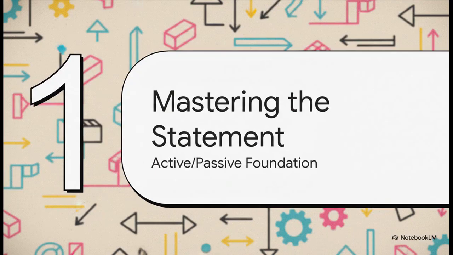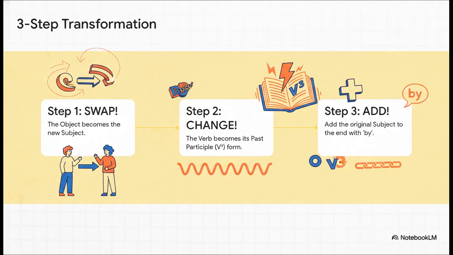Okay, so let's start with the absolute foundation, simple statements. Once you really get how to flip these around, I promise everything else we cover is going to click right into place. This is the blueprint. The good news is, switching from active to passive follows a really simple three-step formula. First, you swap. The object of the sentence becomes the new subject. Second, you change. The main verb gets turned into its past participle form. You might know it as the V3 form. And third, you add. The original subject gets tacked onto the end using the little word by.